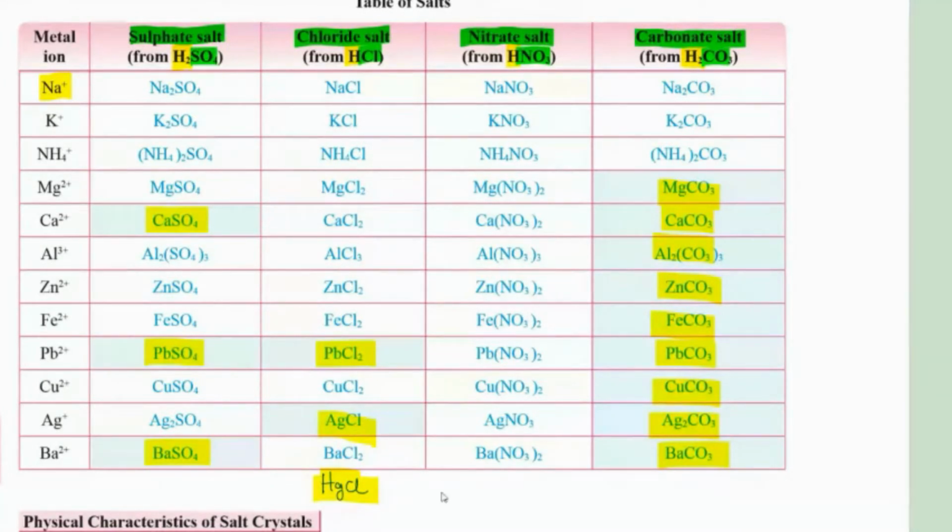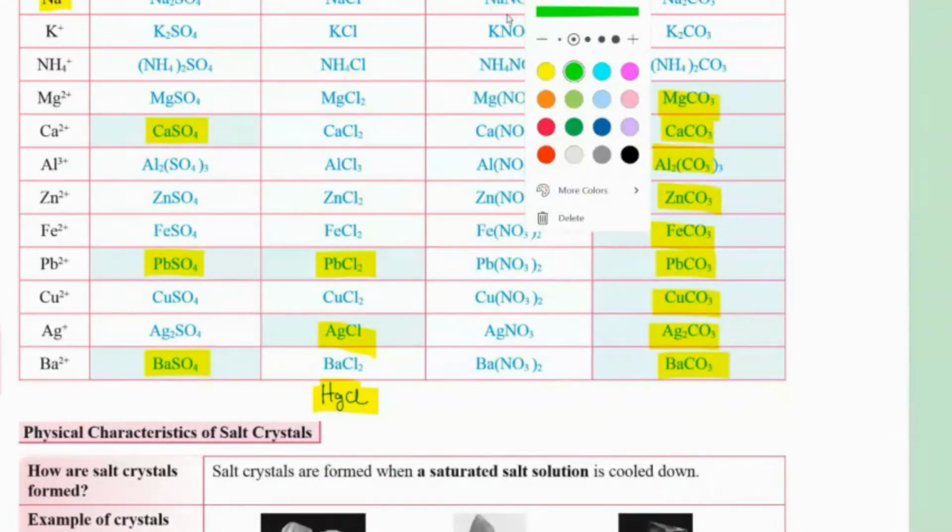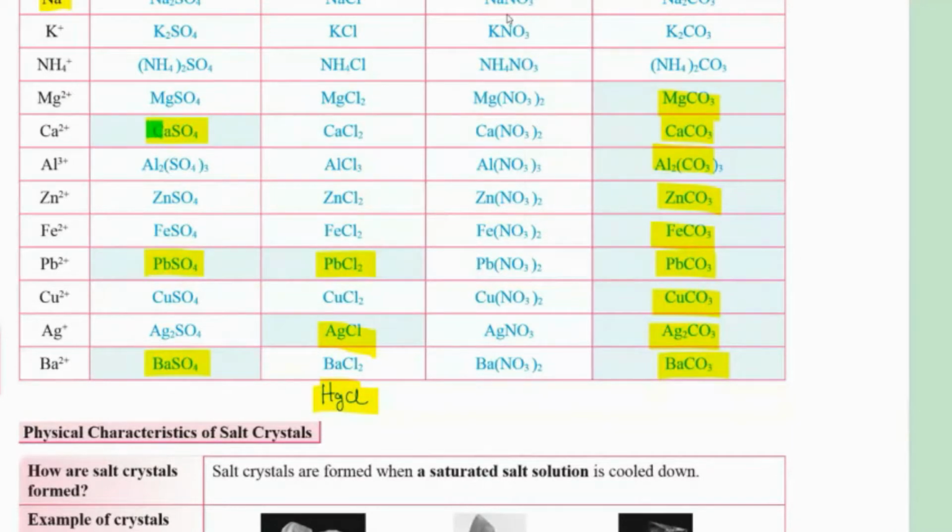Can. So why do we need to know the solubility? Because later on we are going to discuss the preparation of salt in the lab. So you must know whether it is soluble or not, because they have different preparation methods. You can use any method so that you can remember. Normally I put the first letter.